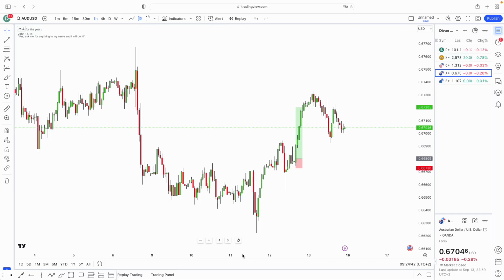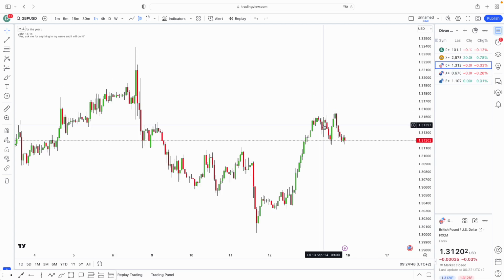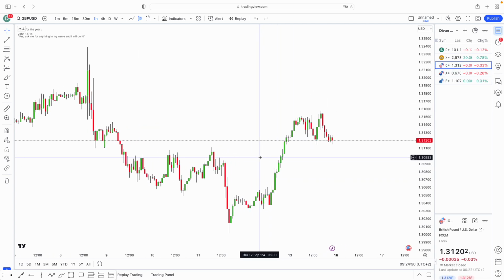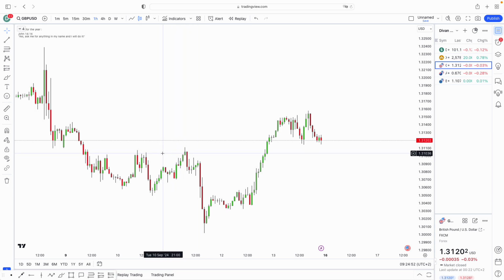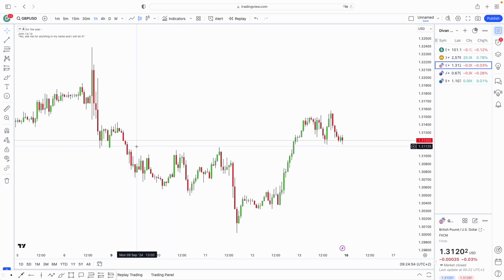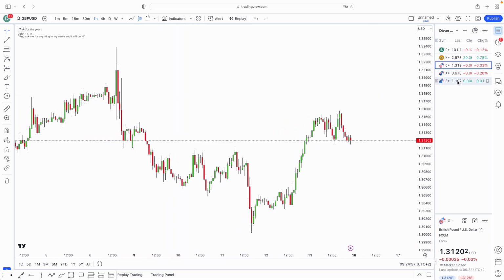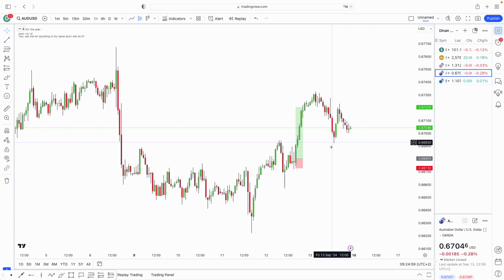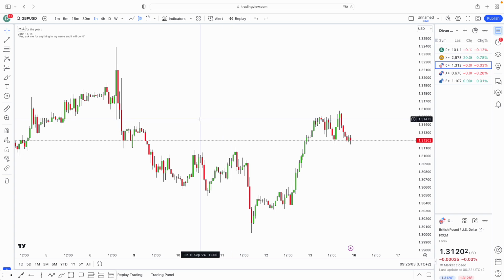Gonna run through the positions taken this week. First one was obviously on GU, which, okay, I cleared it, which was on the 10th. And then obviously the second one on AUD USD, which was this one. So let's start from the first one, which was on the 10th.